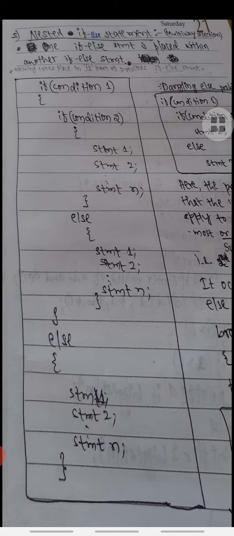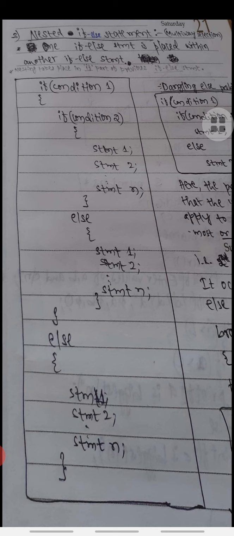The syntax is like this: if condition 1, open that if, inside that one more condition, if condition 2, open that if, inside that a number of statements will be there, then else. This else clearly belongs to the if condition 2. If that condition 2 is false, then the else part will be executed, and close the first if statement, and else is there. This else is related to that first if statement, that is if condition 1. If condition 1 is false, then this else will be executed.